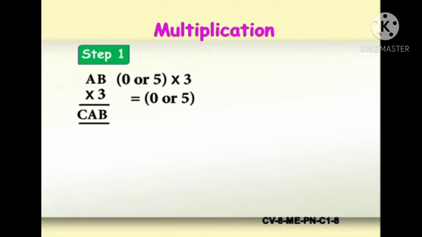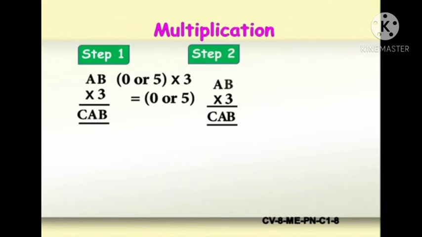Since 3 into 0 is equal to 0, or 3 into 5 is equal to 15. Step 2. Let B be equal to 5. Then AB is A5 into 3, giving a product CA5 with 1 carry. Let us put some value, say 6 for A, then A5 is 65, and 3 into 6 plus carry 1 is giving 19, but we should get 6 for A.